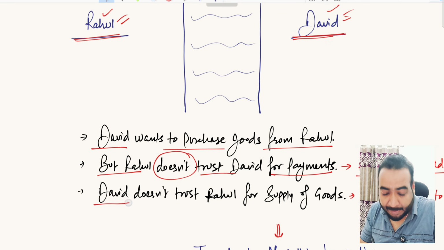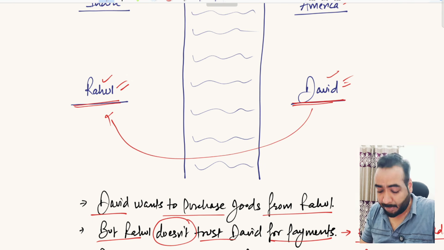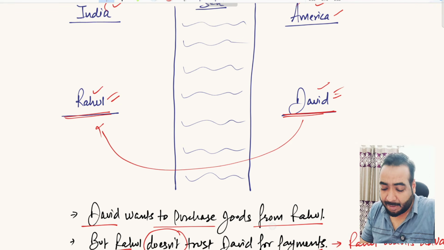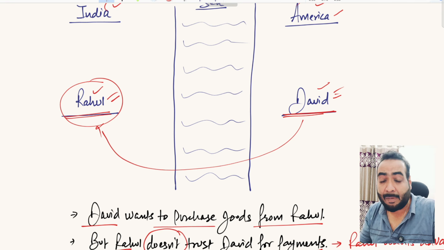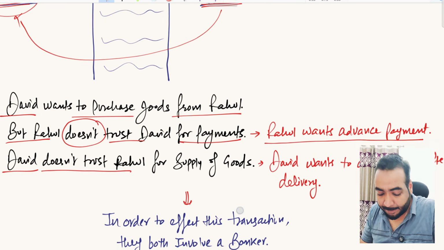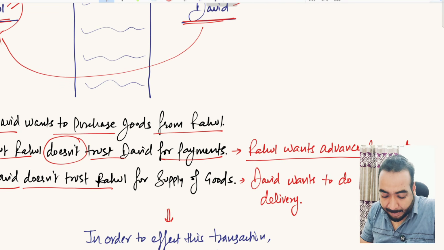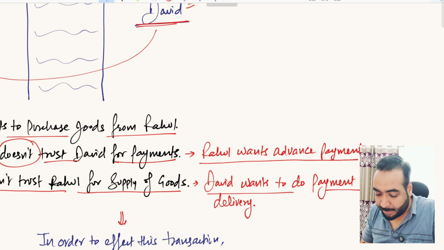But now the question is, David also doesn't trust Rahul. David doesn't want to send any advance payment to Rahul, because David fears that if I send any advance payment to Rahul, he may not even deliver the goods, or may not deliver the goods on time. In that case, David will face huge losses. So David doesn't trust Rahul for the supply of goods. David wants to make the payment after delivery only.